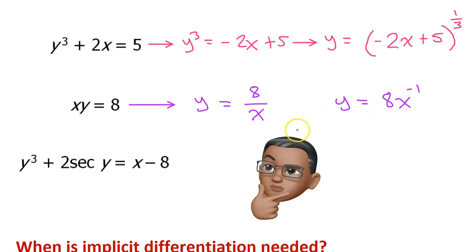The reason why we need another strategy besides trying to always write an equation explicitly with y by itself is because of equations like this. Take a moment and think about how you would get y by itself on one side of the equation with everything else on the other side. I mean, we could move the 2 secant y to the other side and take the cube root, but then y would be over here under the cube root. It wouldn't be by itself. So this equation would be very difficult to write explicitly. Yet we still need a way to find dy dx.